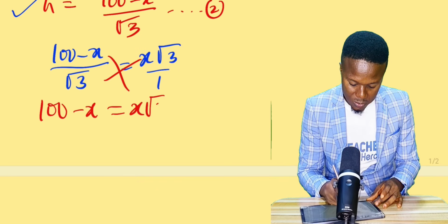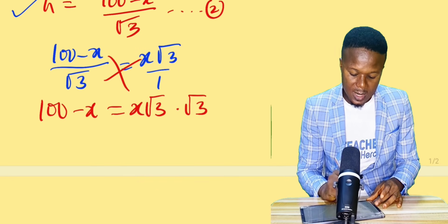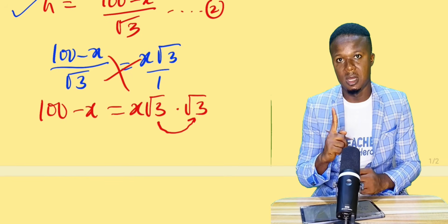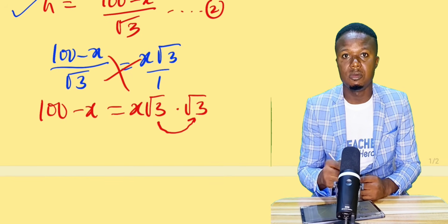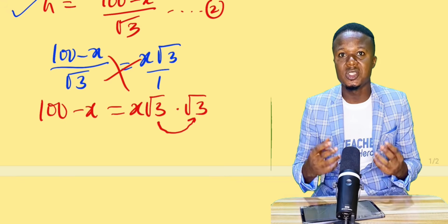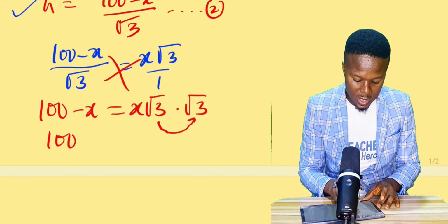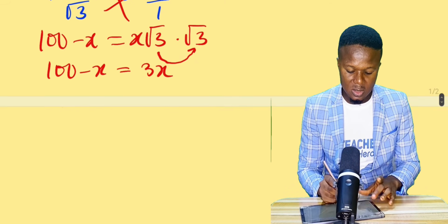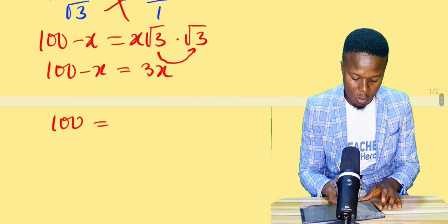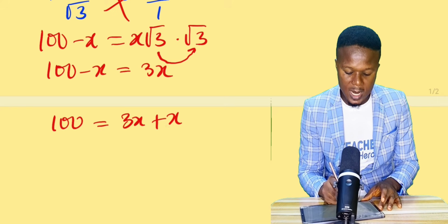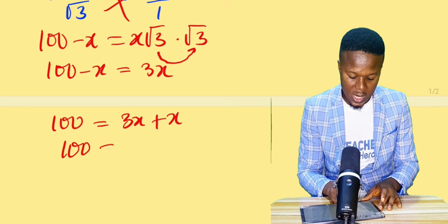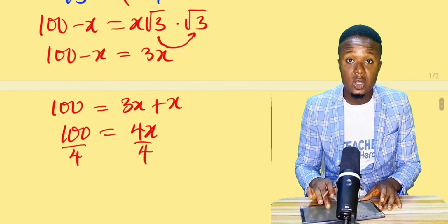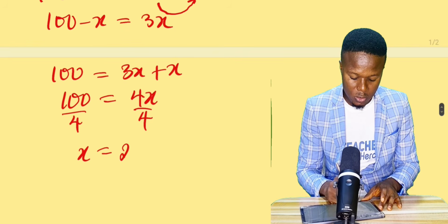Look at it, x root 3 is multiplying root 3. I want you to know that when root 3 multiplies root 3, it is just 3, because root 3 times root 3 is square root of 9, and square root of 9 is just 3. So we have 100 minus x equal to 3 times x, which is 3x. Solving this, we have 100 equal to 3x plus x. And of course, 3x plus x is 4x. When you divide both sides by 4, you will find out that x equals 25.